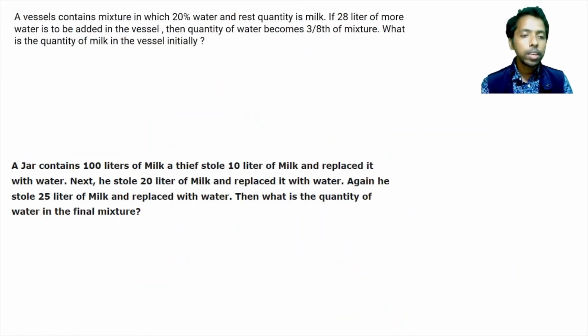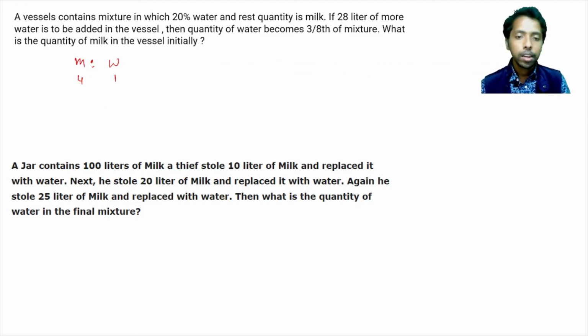A vessel contains a mixture in which 20% is water and the rest is milk. Okay, so this is milk and water, right? 20%, 80%, just reduce to 4:1. This kind of understanding you have to develop to solve questions in minimal time. As soon as you see 20%, 40%, 50%, 75%, you have to develop a knack so that you can just write down the reduced form of that at a time.